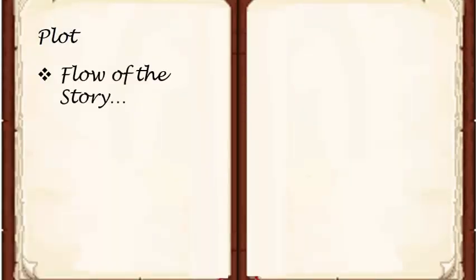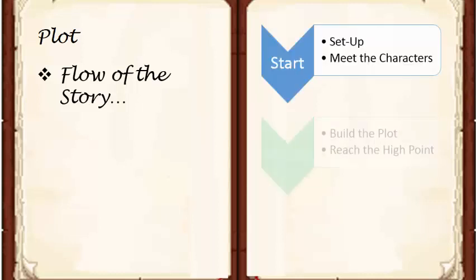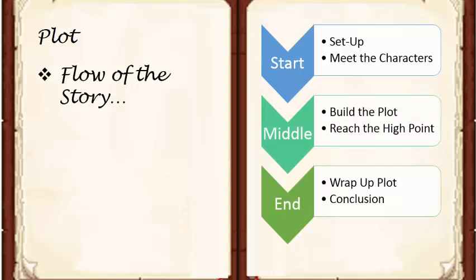And now we have plot. So we have the flow of the story. You have 3 basic parts to your story. You have the start, which is like the setup. You get to meet your characters, get the person integrated into the setting. Then you have the middle, which is where you're building up the plot. You're trying to reach the high point where everything that's been said leads up to that point. Then you have the ending, where you wrap up the plot, and then you have the conclusion.